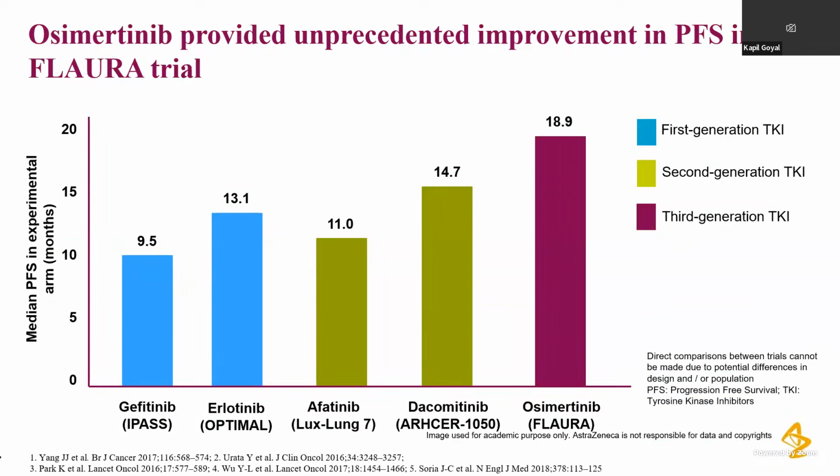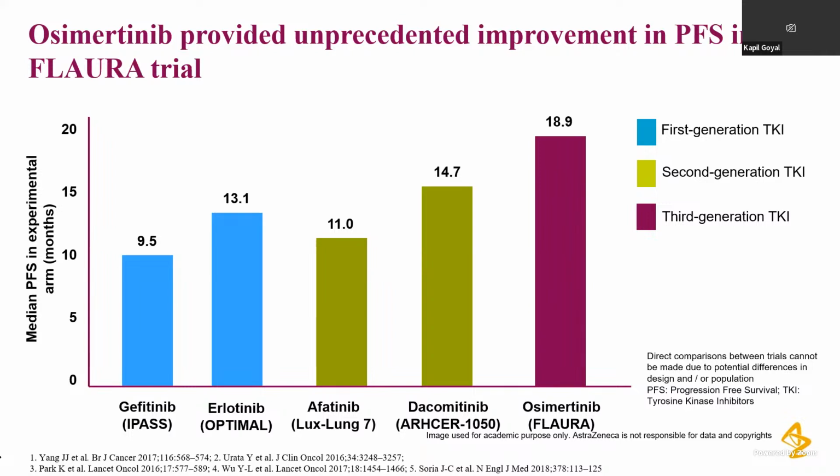So if we talk about different TKIs, we have first generation TKIs like gefitinib and erlotinib, second generation afatinib and dacomitinib, and third generation osimertinib. We see that the first generation TKIs provided a PFS benefit of 9.5 months with gefitinib and 13.1 months with erlotinib, which was not dramatically improved with second generation TKIs like afatinib, 11 months, and dacomitinib in the ARCHER trial, 14.7 months.